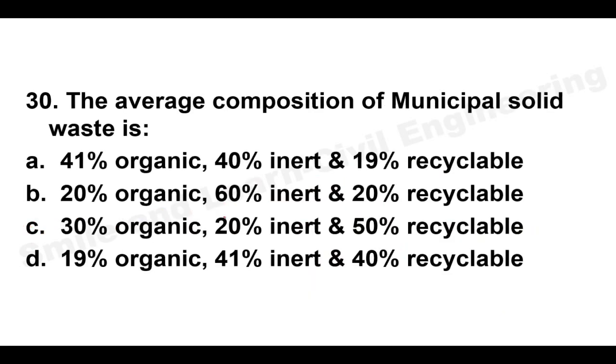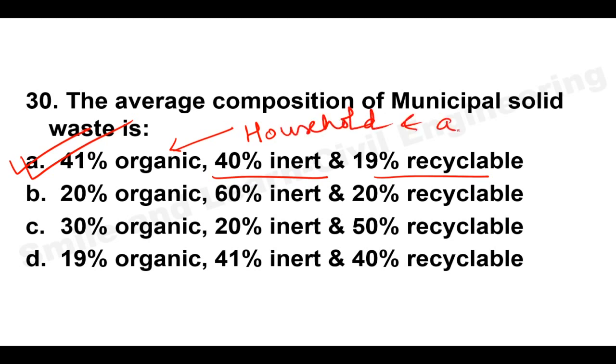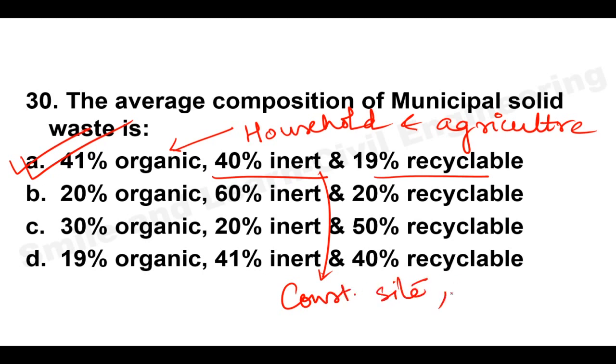Next question. The average composition of municipal solid waste. This is one of the common questions. The correct answer is option A, 41% organic, 40% inert and 19% recyclable. Now bulk organic wastes are generated from households and agriculture. And inert wastes come from construction sites, demolitions, and public places. These are the places from where we get the inert materials. So these are the composition of MSW.